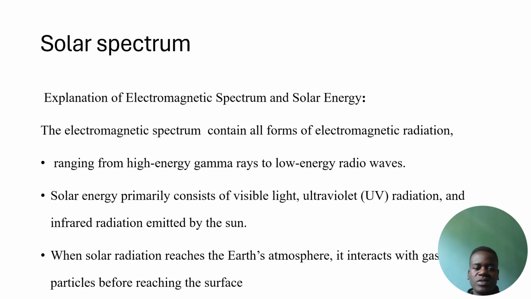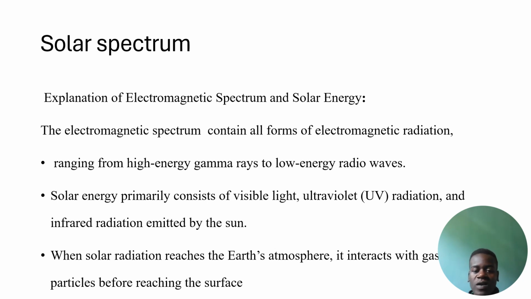Another, we have seen that there is the solar spectrum. Let me continue about the solar spectrum, the explanation of the electromagnetic spectrum and solar energy. The electromagnetic spectrum contains all forms of electromagnetic radiation, ranging from the highest energy, called gamma rays, to the lowest energy, called radio waves. Solar energy consists of the visible light, ultraviolet radiation, and infrared radiation that is emitted by the sun.